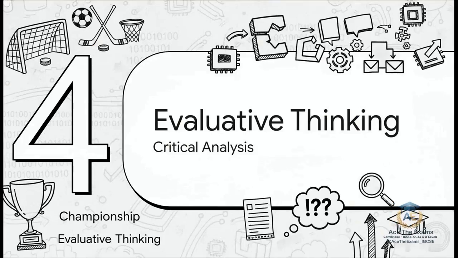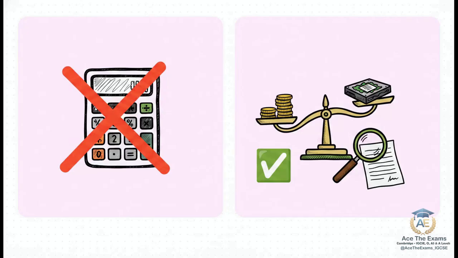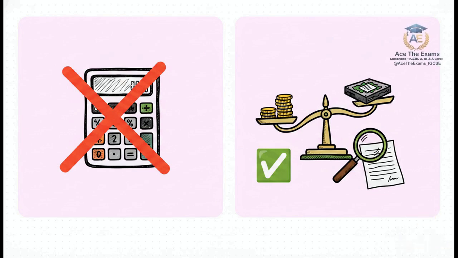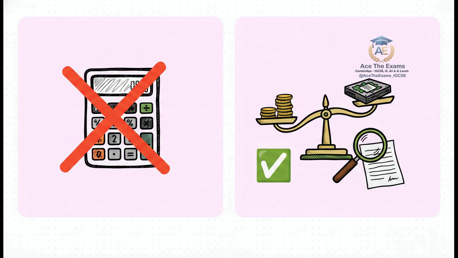Fourth quarter, the final stretch. Championship evaluative thinking. Look at the stark difference between basic execution and top-scoring execution. Basic execution simply solves the math and moves on. But to win, you have to realize the assessment framework prioritizes analytical depth over superficial breadth.